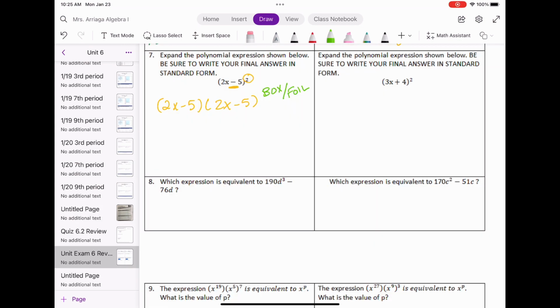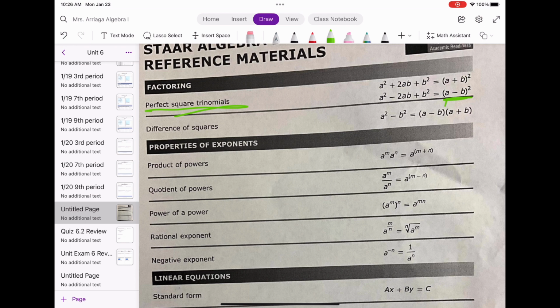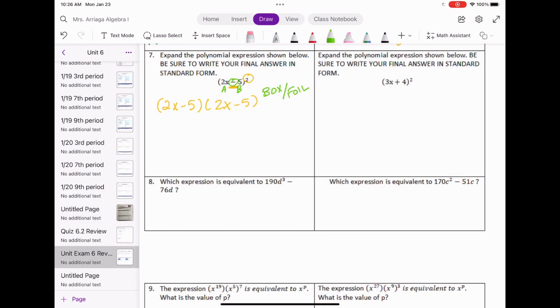So the first term is going to be the a, the second term is going to be the b, right? That's the a and the b. And it says, okay, if it's being subtracted, then we follow this formula, which is a squared minus 2ab plus b squared. From there, we just plug in. So a is 2x. Remember, we put it in parentheses. So (2x) squared minus 2 times a. A is 2x times b. B is 5, plus b squared. So that's b is 5, so 5 squared.